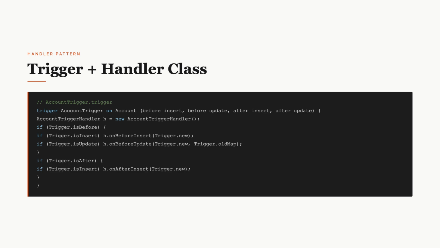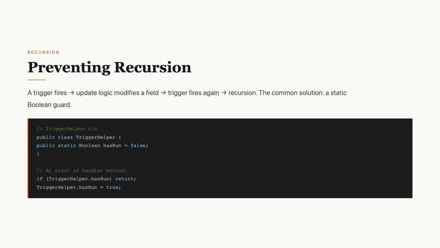The handler pattern in practice. Your trigger file calls a handler class method for each operation: before insert, before update, after update, etc. The handler class contains the actual business logic in separate methods. This keeps the trigger file clean, typically 20 to 30 lines, and makes the logic testable in isolation.